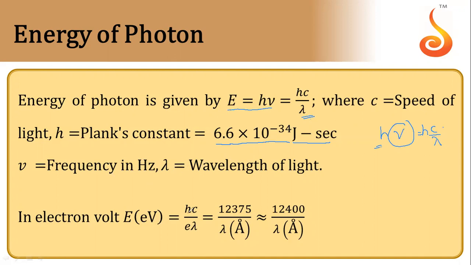And in terms of electron volt, the energy formula will become 12400 divided by lambda. Here we have to substitute the value of lambda in angstrom, or 1240 divided by lambda, this will give you energy in electron volt. When you are using 1240, lambda you have to put in nanometer. So this will again give you energy in electron volt. So these are the formulas of energy which you need to remember.